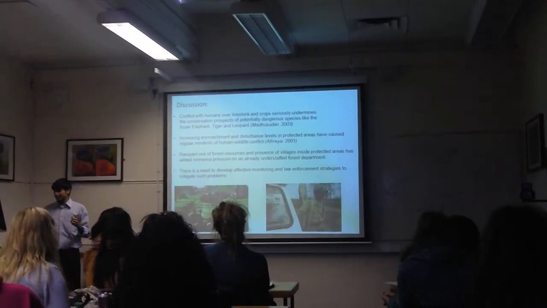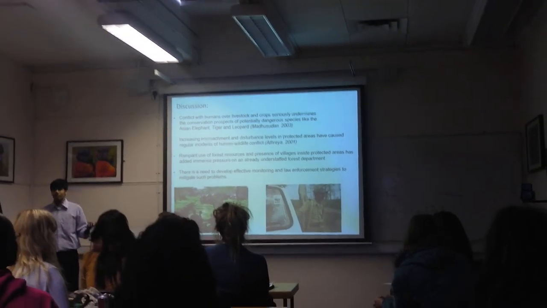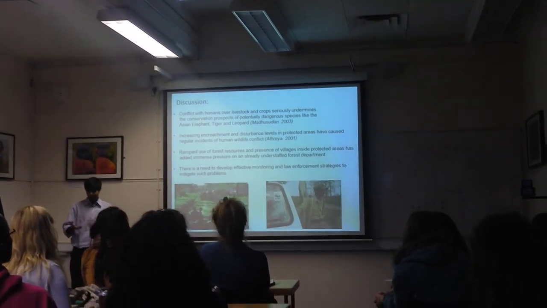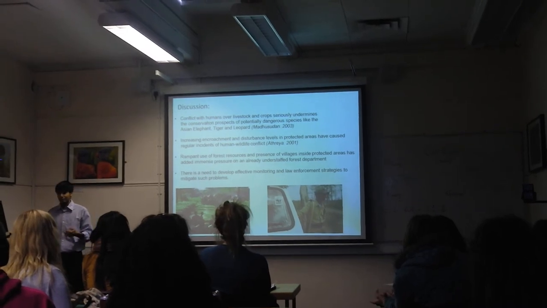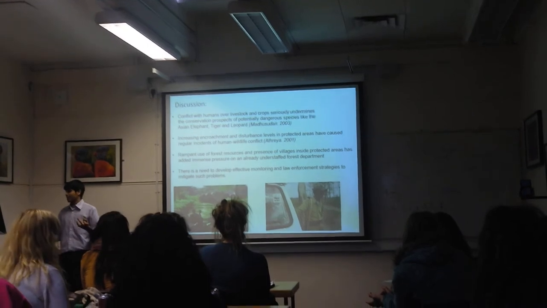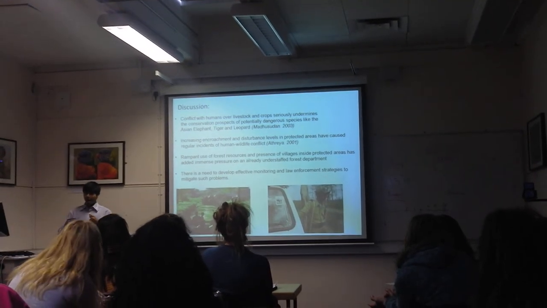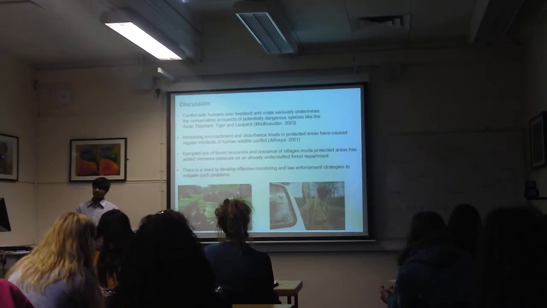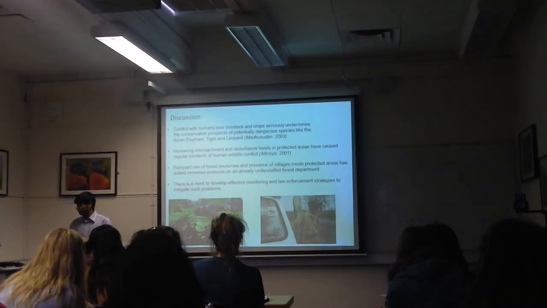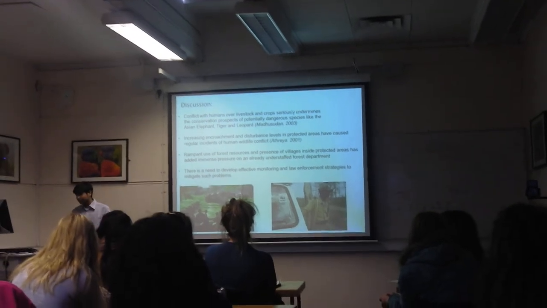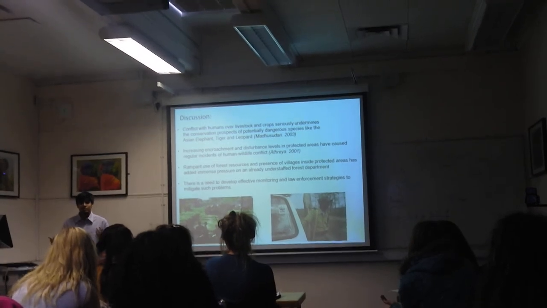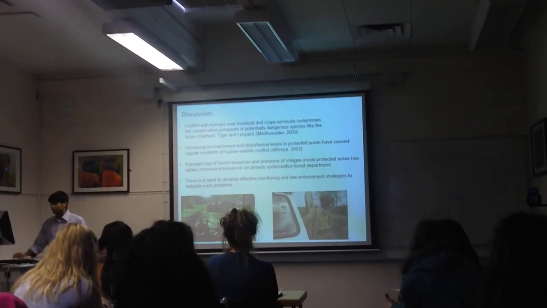My discussion, basically, as I said before: conflict with humans over livestock and crops in India is seriously undermining the conservation prospects of large mammals like the Asian elephant and especially the tiger. Also, there is increasing encroachment and disturbance in these protected areas, which is contributing to regular incidents of human-wildlife conflict. Then, continuous use of forest resources inside protected areas and the presence of villages inside protected areas are adding immense pressure on the forest department, which is already understaffed and lacks quite a lot of funds.